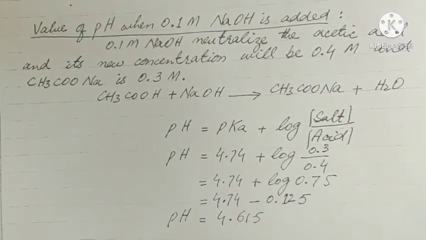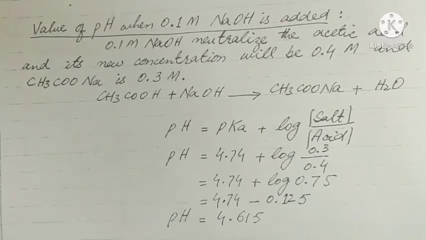Now value of pH when 0.1 mole sodium hydroxide is added. 0.1 mole sodium hydroxide neutralizes the acetic acid, and its new concentration will be 0.4 moles and sodium acetate is 0.3 moles. Equation is acetic acid plus sodium hydroxide, sodium acetate plus water.